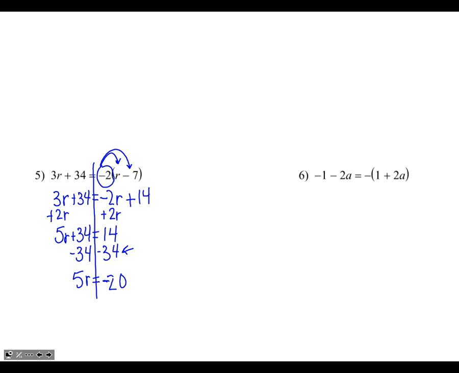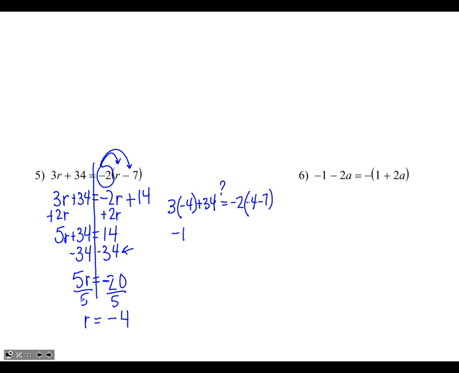Last thing I need to do, deal with the coefficient, and that's 5, so I'm going to divide by 5 on both sides. Gives me r equals negative divided by positive is negative, because I got one negative in the problem. 20 divided by 5 is 4. So r equals -4, I think. I'm going to check it. 3 times -4 plus 34. I want to know if that equals -2 times -4 minus 7.